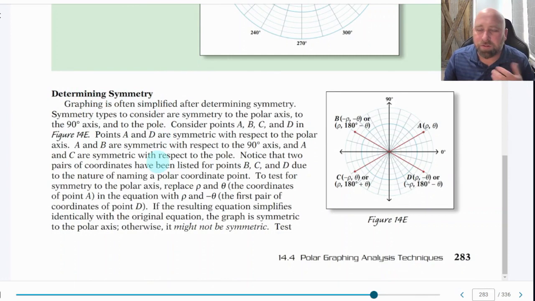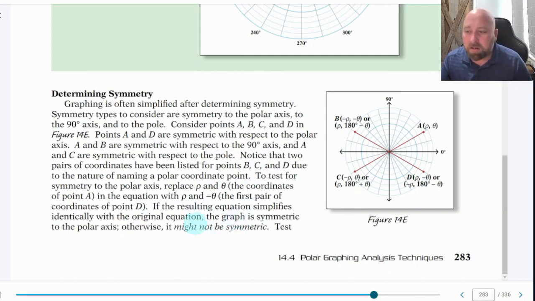What is symmetry? Symmetry is sameness, or being the same on both sides of either a point or a line, or something like that. So in this polar graphing, symmetry looks just a little bit different. Notice down here, there's some interesting things that it talks about. It can be symmetrical to the 90, to the axis, there's different things that it can be symmetrical to. It can be symmetrical to the pole.